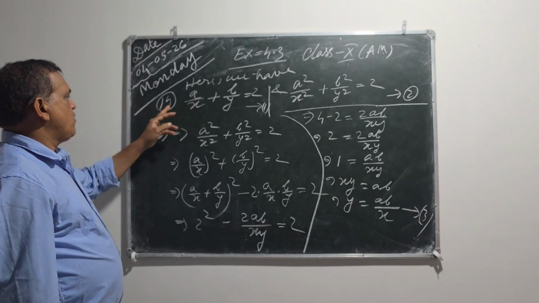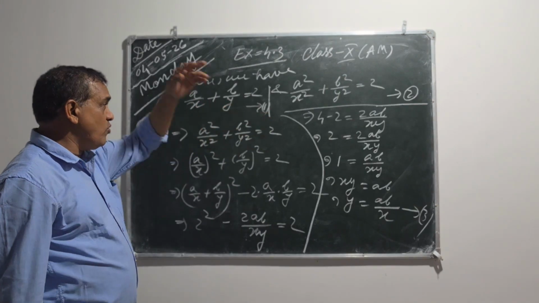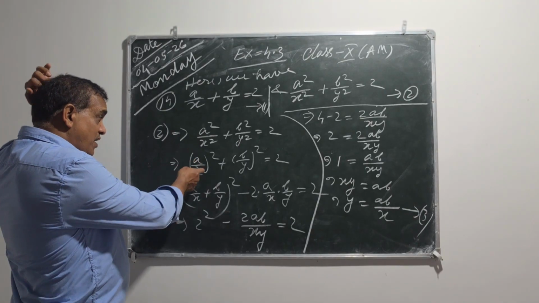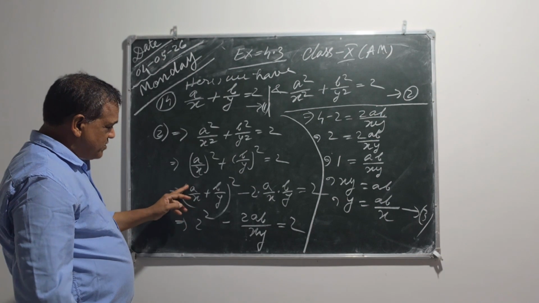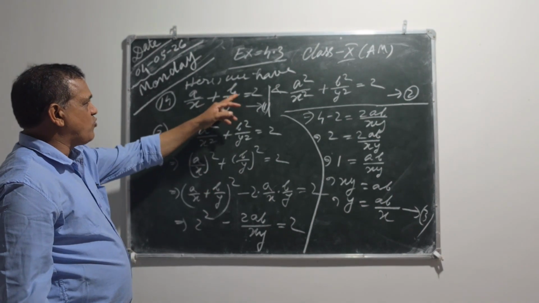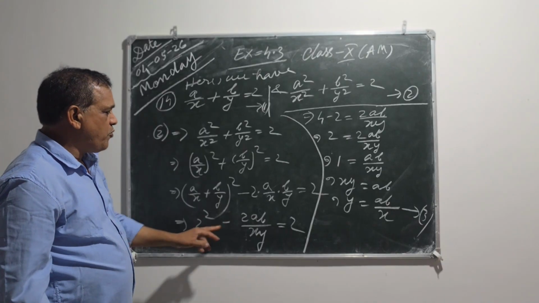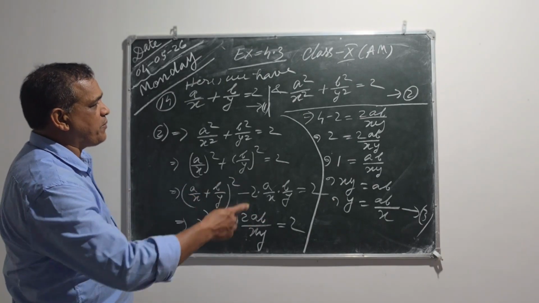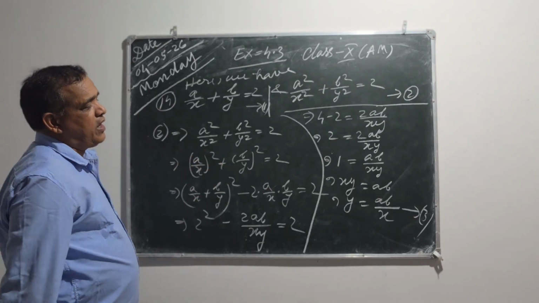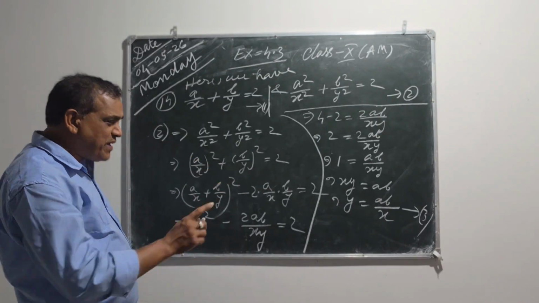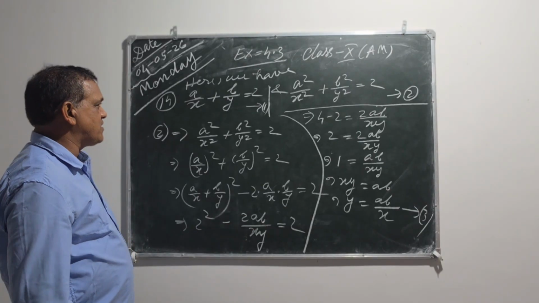So these two equations are given as 1 and 2. Then 2 implies it will be a square plus b square, (a by x plus b by y) whole square minus twice. In the formula, we can use a by x plus b by y, we can replace by 2 because already it is given in 1. So it will be 2 square. 2 square is 4. So 4 minus 2, this will go that side, it will be positive. Then 4 minus 2 is 2, dividing both sides by 2, it will be 1 equal to ab by xy. So xy equal to ab, that means y equal to ab divided by x. That one, relation number 3 say.